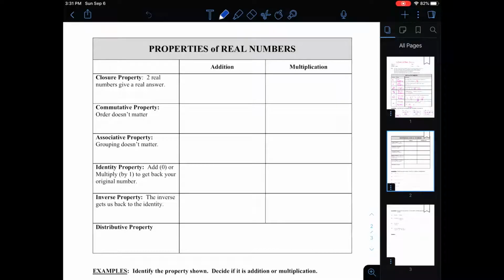Hey class, welcome back. Here's part 2 of our lesson for 1.1, all right? So next thing we're going to talk about is properties of real numbers.